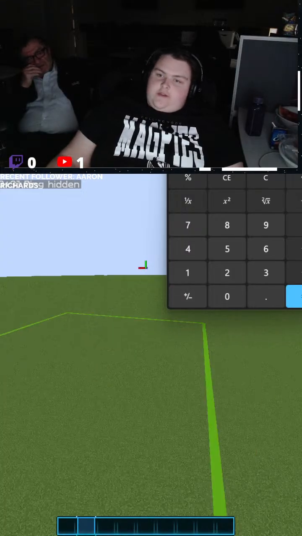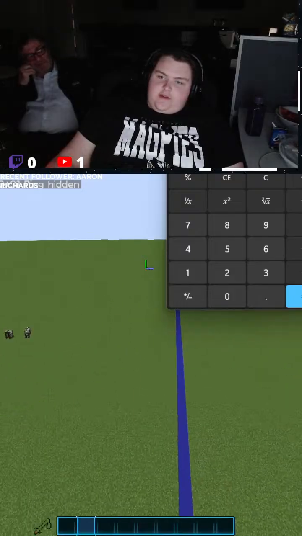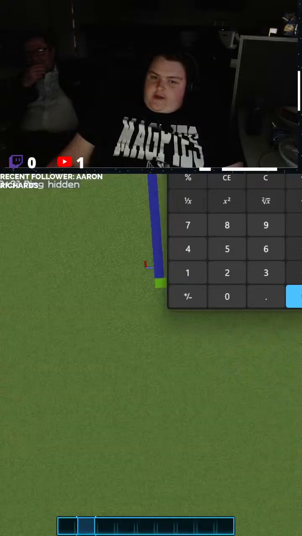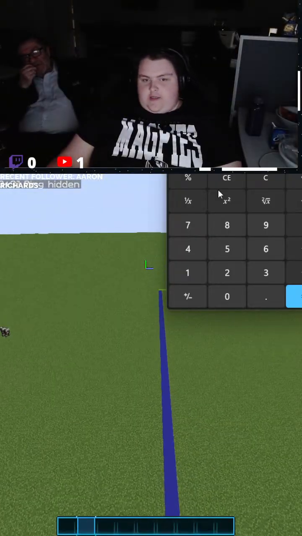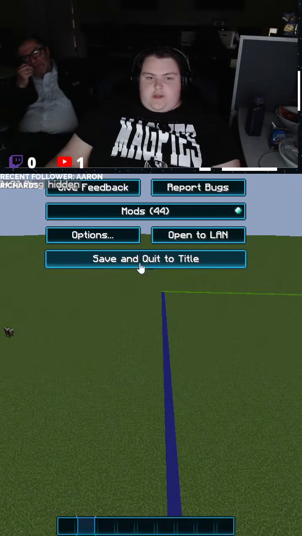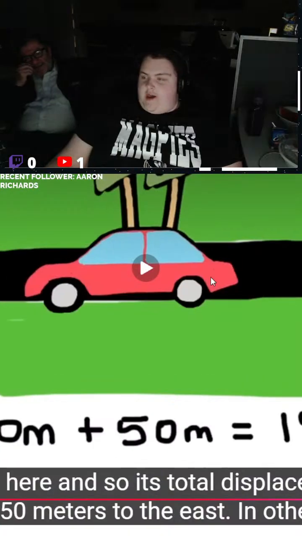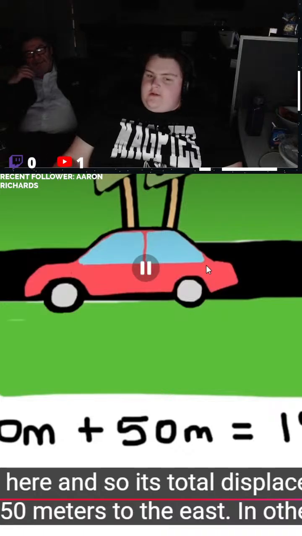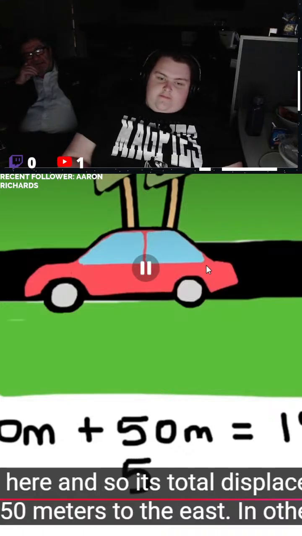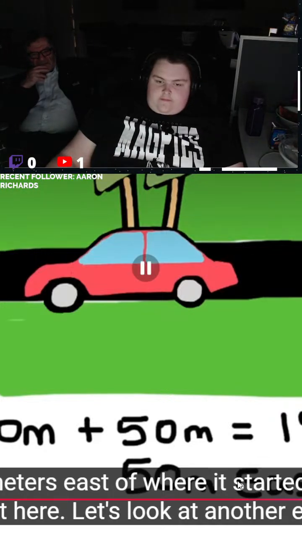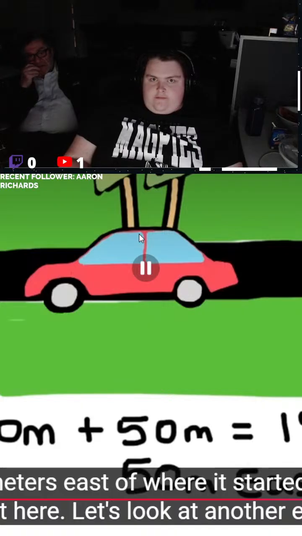So basically it's going south, east, and then north. And then you could just go straight east, you know? So it's much easier to know. That's why I just booted up my Minecraft so I can show you that. And so its total displacement would be 50 meters to the east. In other words, it's 50 meters east of where it started, which was here.